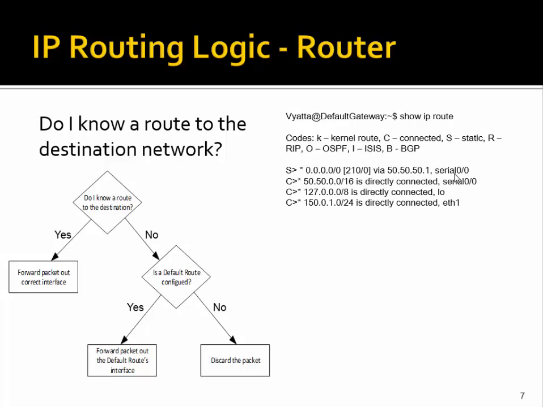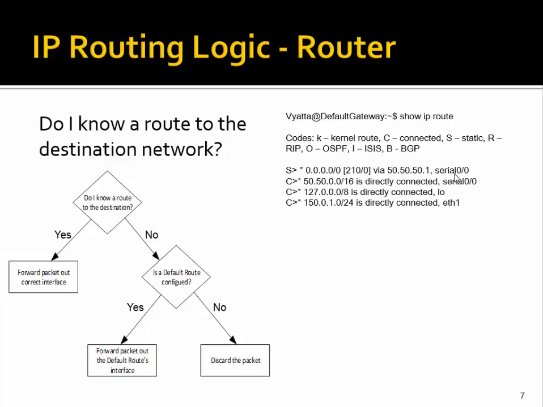First, the router is going to ask itself, do I know a route to the destination? In this case, we said it did know a route to the destination, so it just forwards the packet out the correct frame. But what if the router doesn't know a route to the destination?